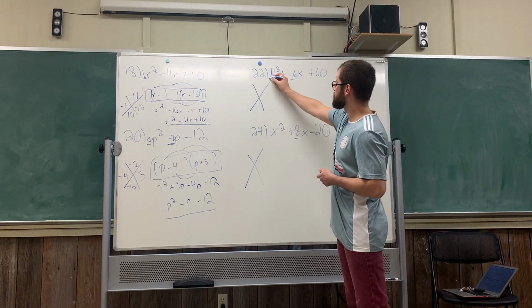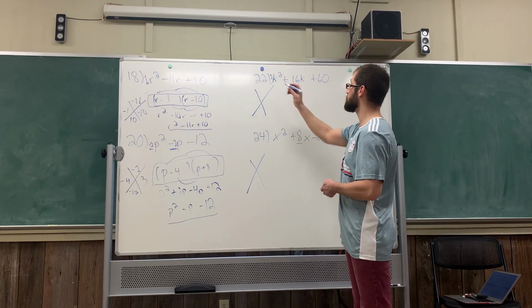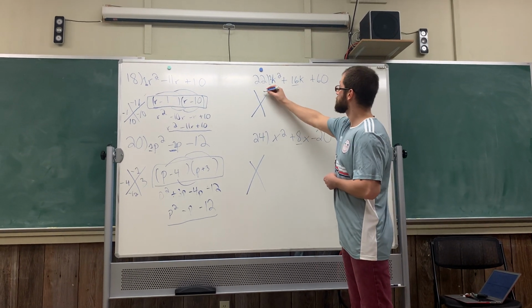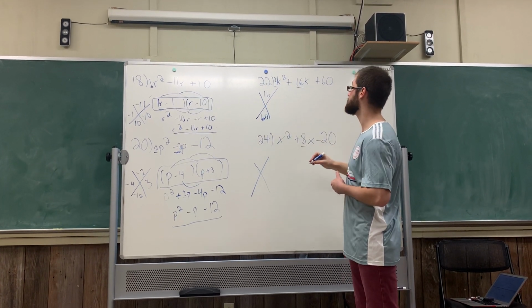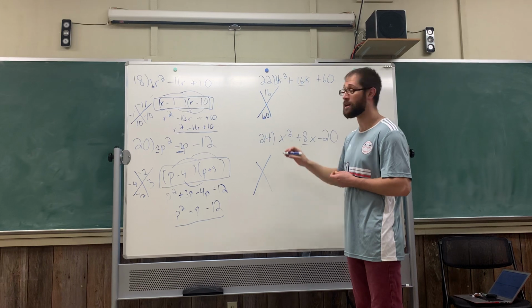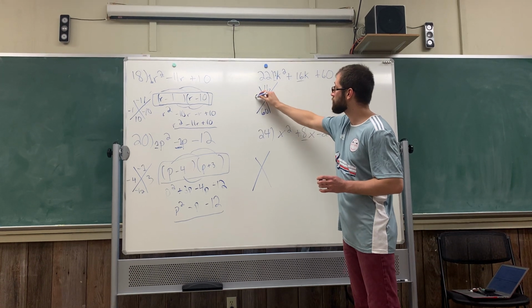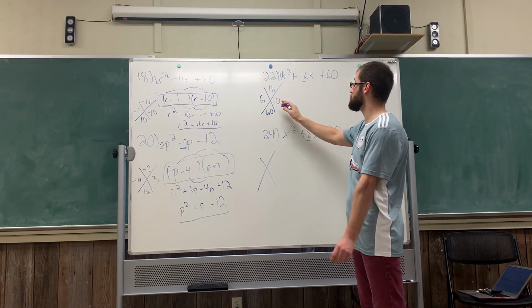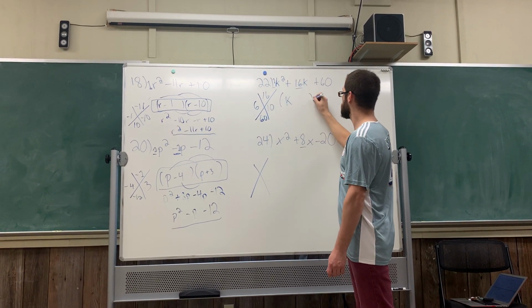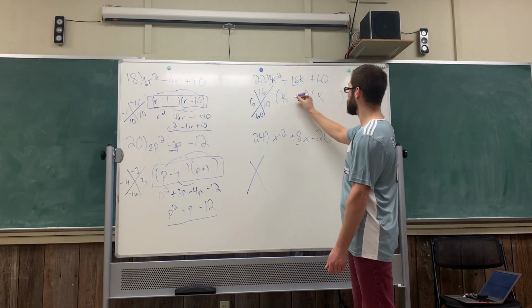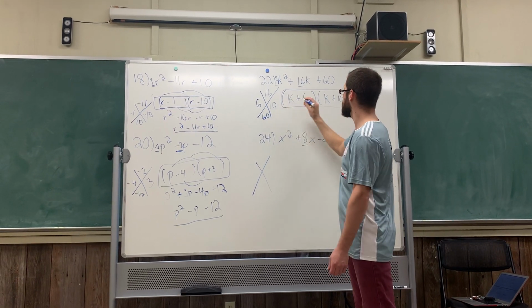My coefficient, again, we know it's 1 for all of these, but just double check. So I'm doing the same method since the coefficient A is 1. B is 16 and C is 60. So what adds to be 16 and multiplies to be 60? I'm going to try 6 and 10. 6 plus 10 equals 16. 6 times 10 equals 60. So K and K, and we're going to go plus 6 plus 10. That's your factored form.